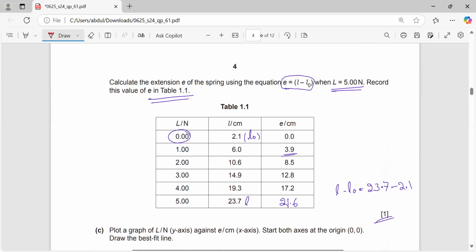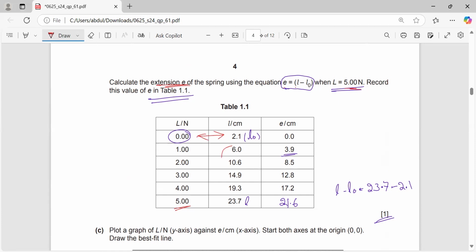It is not possible in paper 6 that you have to find something, you have to write something either in the table, or you have to calculate by using a formula, and it is not given. It is given. Now see, calculate the extension E of the spring using the equation E is equal to L minus L0 when L is 5 Newton. L0 stands for original length, unstretched length, and it is only when the load is 0. The spring is in its original form.